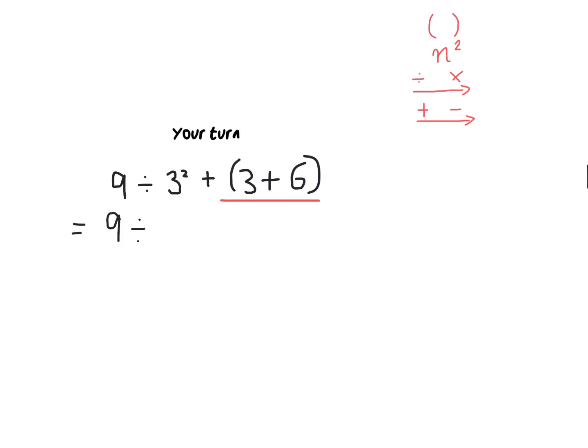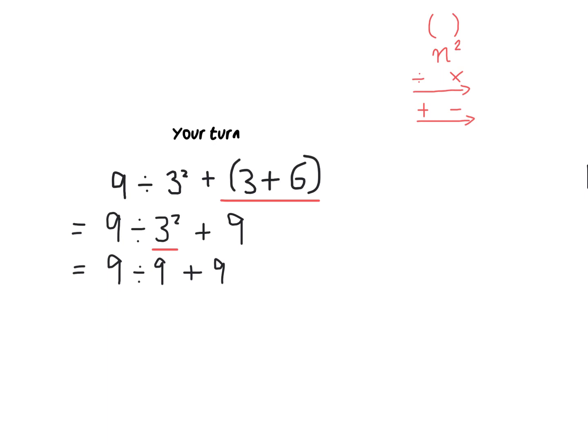So 9 divided by 3 squared plus, and the answer to 3 plus 6 is 9. Then I'm going to underline the next thing, which I can see on my checklist is an exponent. So I just solved that part. Everything stays the same and has to be included on the line. So I do 9 divided by, and I need to know 3 squared, which we did before actually, which is 9 plus 9.